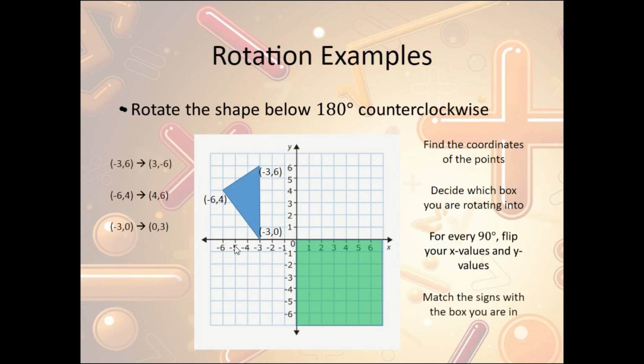And then now we need to match the signs. So over here we have positive x's and negative y's. And then we plot each of those points and then draw in our triangle. And notice now it's a perfect rotation.